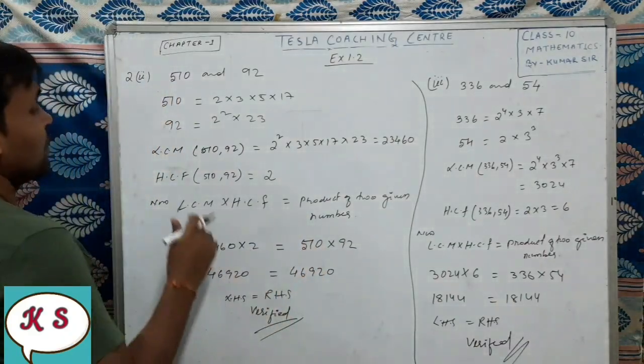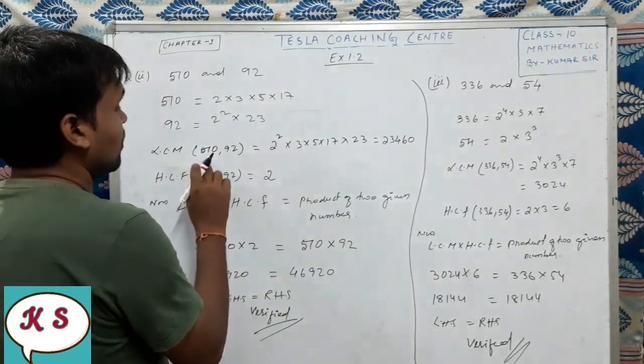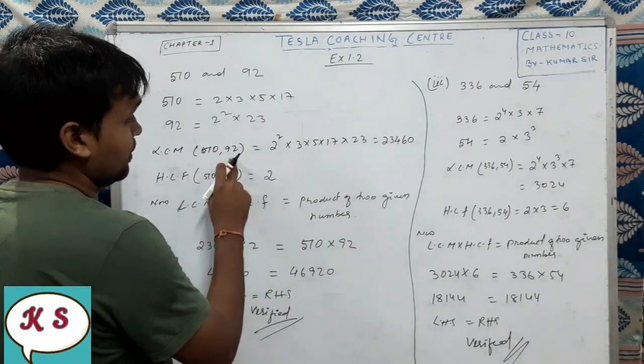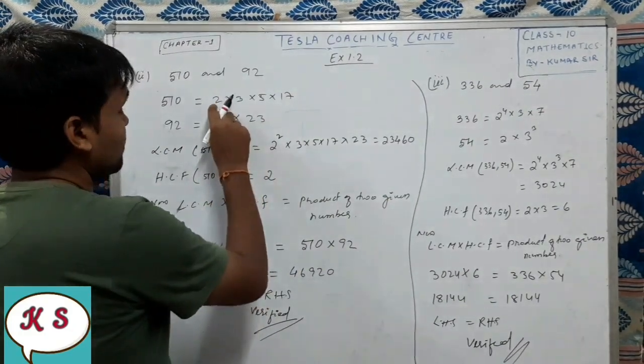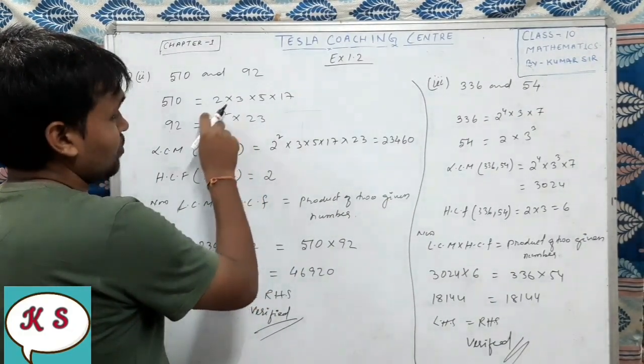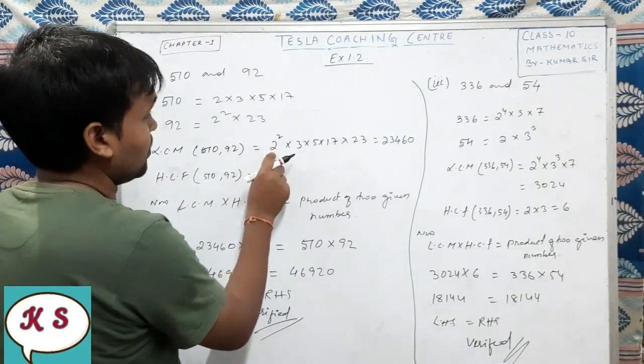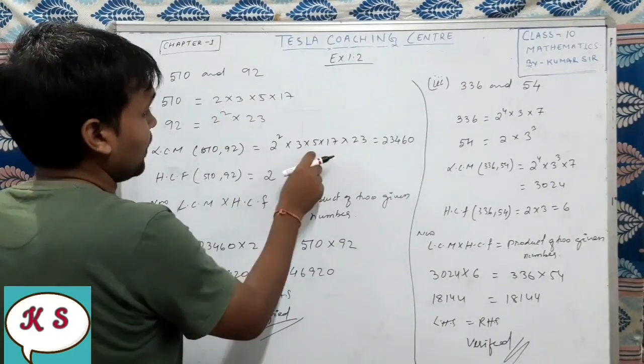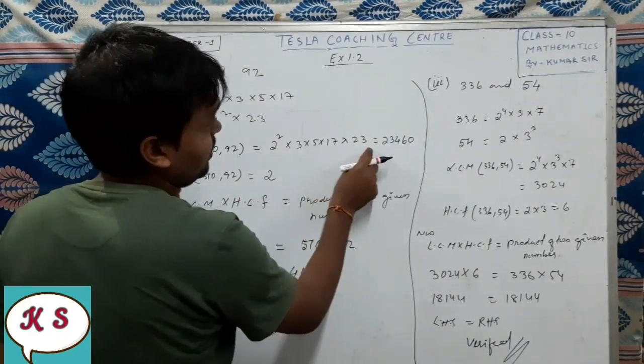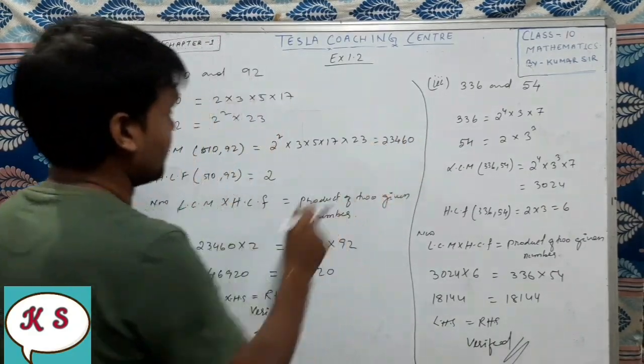So done. Now what you are going to take? LCM of 5, 10 and 92. It will be equal to, among these 2 and 2 to the power 2, which one is highest? 2 to the power 2. So we will take this one, 2 to the power 2 into 3 into 5 into 17 and into 23. So you will get the product this much.